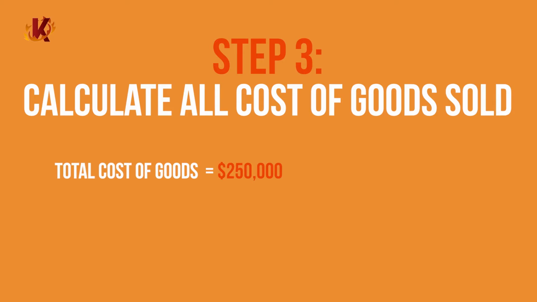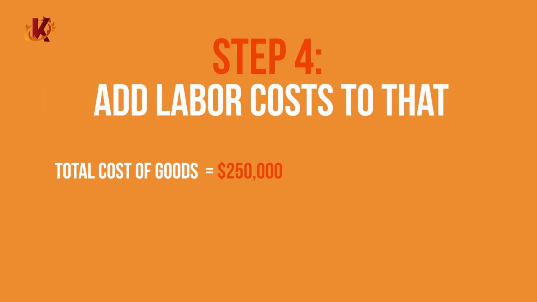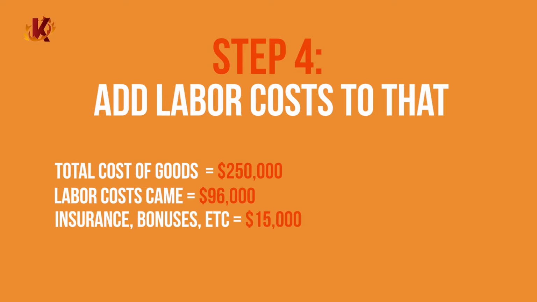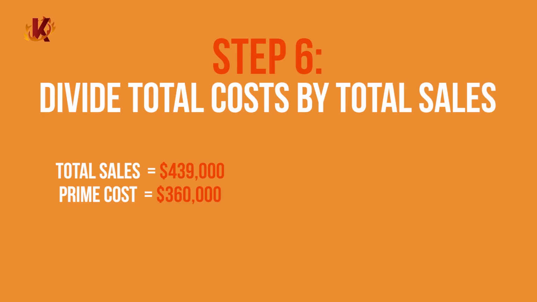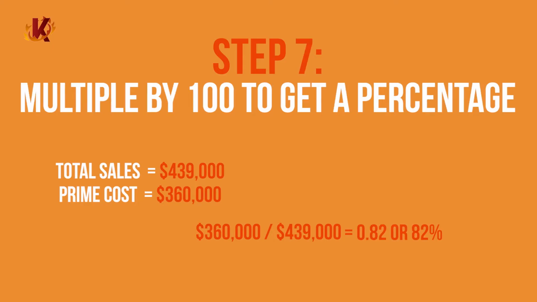In this example, let's say total costs of goods sold came out to $250,000 for the 3 months. All hourly labor costs came to $96,000 with another $15,000 in insurance, bonuses, etc. for a total of $110,000 in prime costs. Now look up your total sales. Let's say they were $439,000. Take the total prime costs and divide by the total sales. So $360,000 divided by $439,000, and that's 0.82 or 82%.